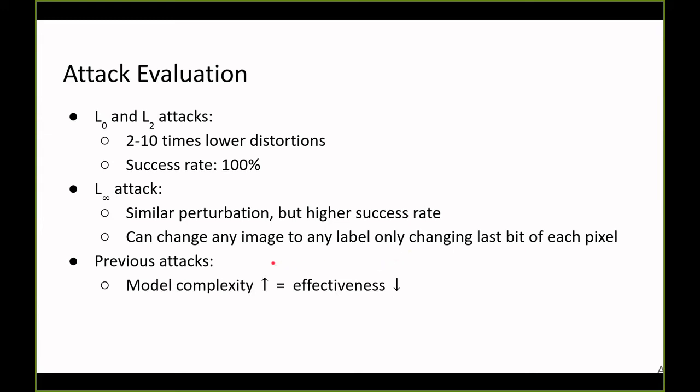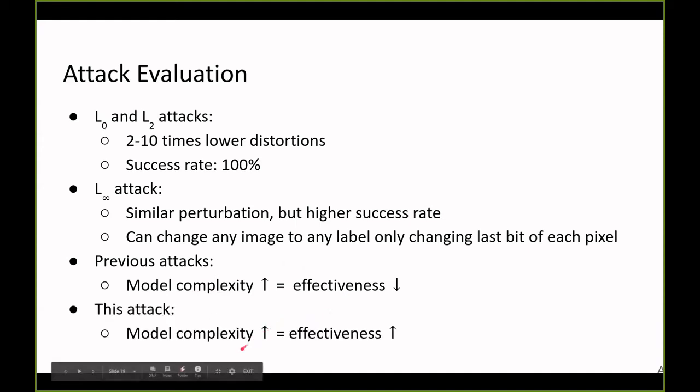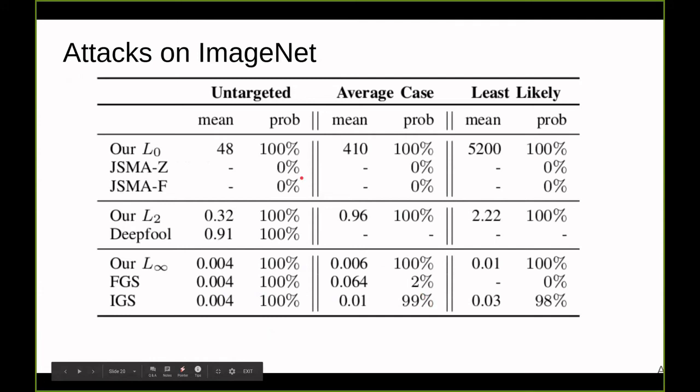So with the previous attack, as we can see in the case of GSMA, as the model complexity increases, the effectiveness of that approach decreases. Whereas in this attack, as the model complexity increases with each iteration, the effectiveness also increases. Here we can see the result on ImageNet.